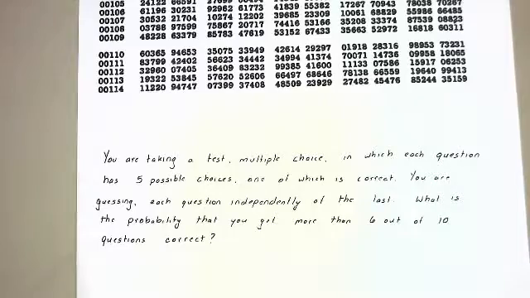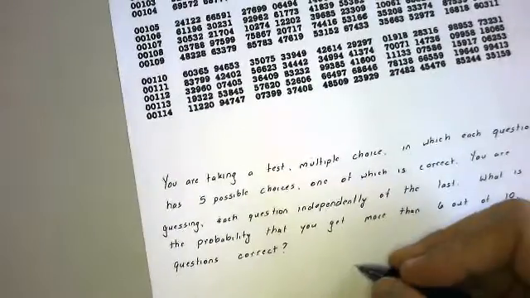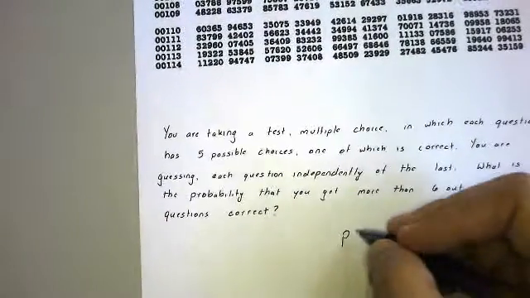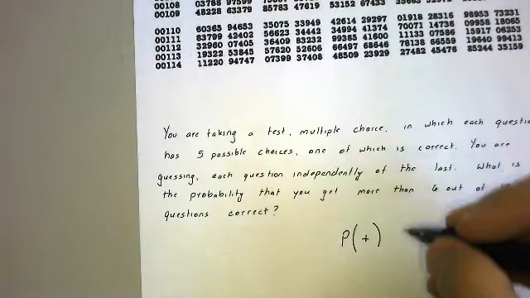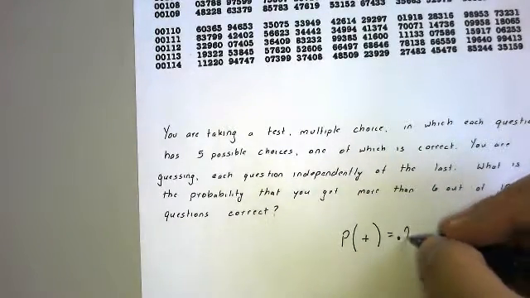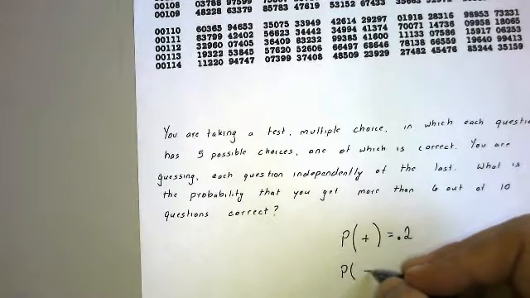Okay? So in order to set up my simulation, I'm going to start by saying, okay, so the probability of answering my question correctly, so I'm going to put plus there, is equal to 0.2. Obviously, the probability of answering it incorrectly is equal to 0.8. And I got that because it's 1 out of 5, right?